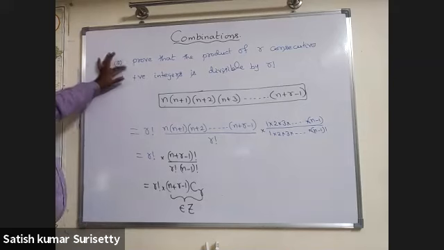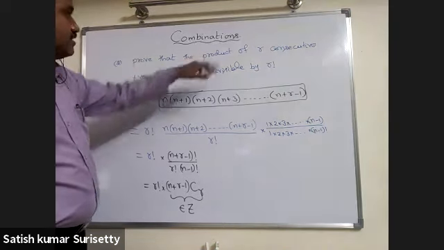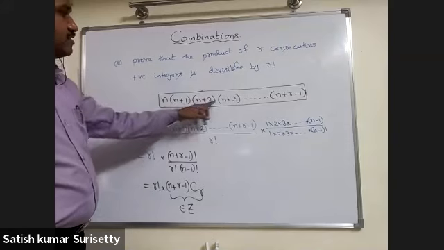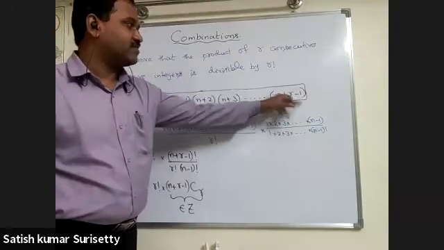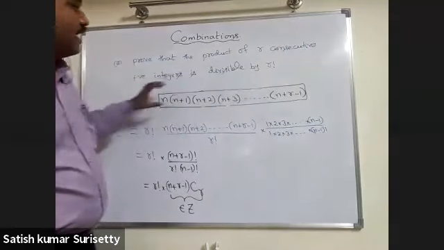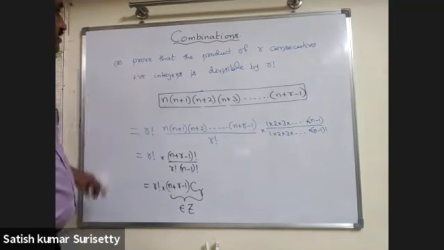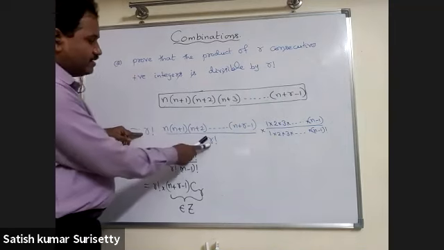So prove that the product of r consecutive positive integers is divisible by r factorial. So starting with n, r consecutive. So n into n plus 1, n plus 2, n plus 3, and so on, n plus r minus 1. So this we have to prove that it is divisible by r factorial, means we should have common factor as r factorial into some integer we have to express. So r factorial multiply and divide.